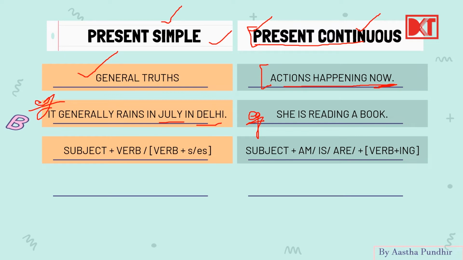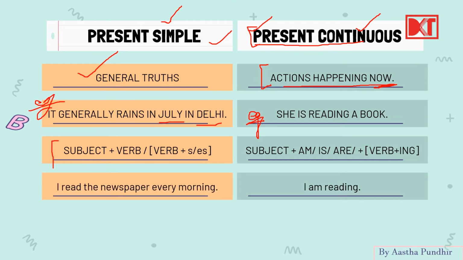So next we have simple present and present continuous key formation. Now these formations we will be discussing in detail in the next few slides. एक बस छोटा सा you should understand that present simple कैसे form होता है? Subject plus either the verb, the first form, or verb and s or es. Now here we have an example. I read the newspaper every morning.